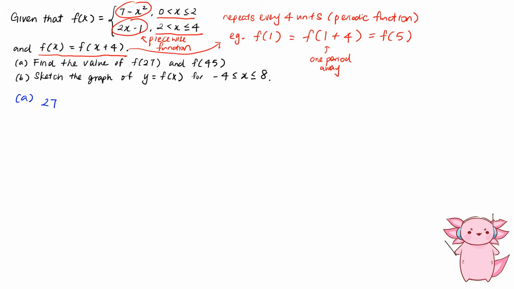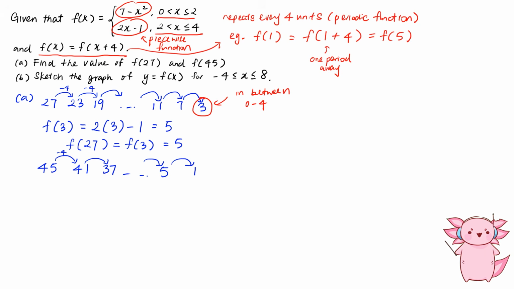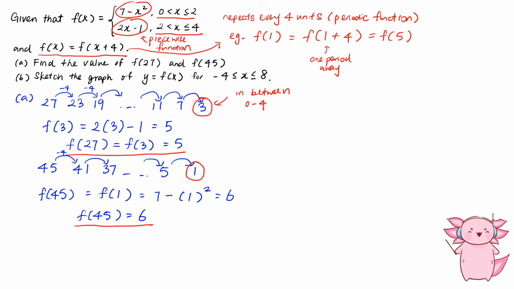To find f of 27, we have to keep counting 4 units backwards, so 23, 19 and so on, until we reach 3, which is in this range over here. So calculating f of 3, which follows the 2x minus 1 function, we get 5. Let's do the same for f of 45, and counting backwards, we can see that it's equal to f of 1, which follows this function, and we get the final answer of 6.